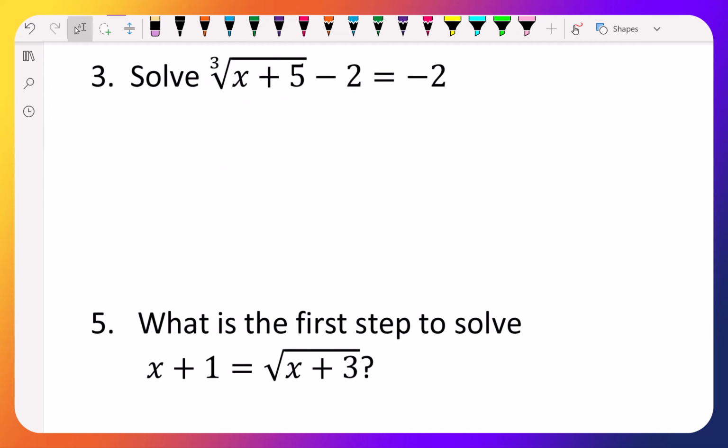Okay, so question number 3, this is one where you have a cube root, and what you want to do is isolate everything in the root. So anything that is outside that root on the left side needs to go. So I'm going to get rid of this minus 2. I'm going to add 2 to both sides.